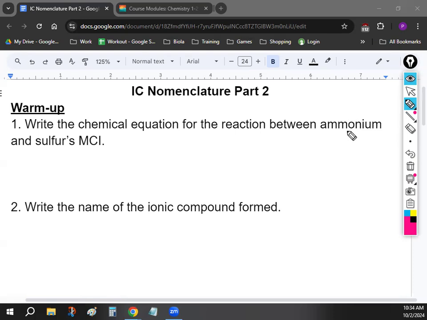So we're going to be writing the chemical equation between ammonium and sulfide. If you are comfortable doing this, if you remember how to do it, you can get started on it. So try writing that on your lecture notes for me. Write down ammonium and sulfide. Alrighty, guys. So this should be pretty simple.